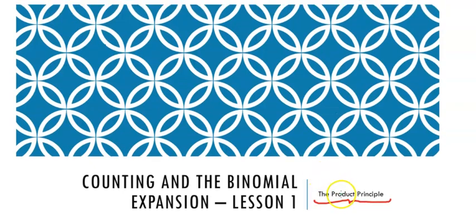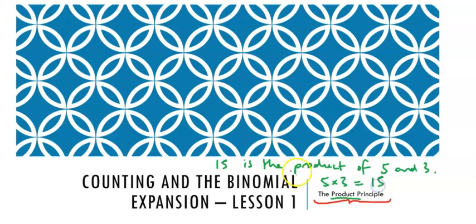And just a reminder in case you forgot what the word product means, 15 is the product of 5 and 3, because 5 times 3 equals 15. So product basically means times. So just another example, AB is a product. It is the product of A and B.